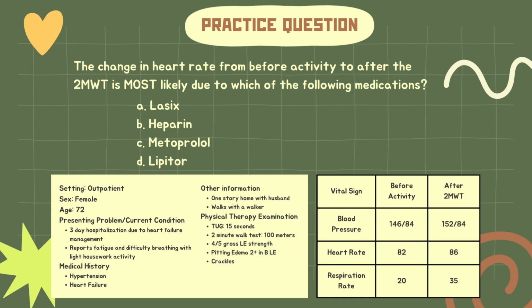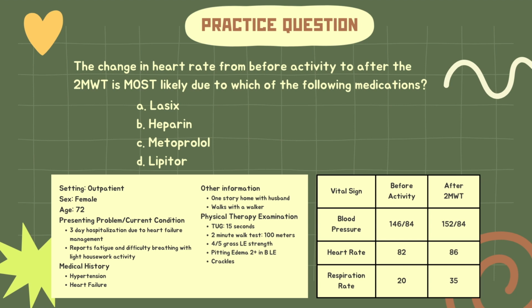Please pause if you're not ready to review. The change in heart rate from before activity to after the 2-minute walk test is most likely due to which of the following medications? So she went from an 82 to an 86. Is that what you would expect from exercise after walking for 2 minutes? Maybe if you're not working that hard, but you can tell from her respiration rate, she goes from a 20 to a 35. So I believe she's working relatively hard, and in the information she is reporting difficulty breathing with light housework activity. So walking for 2 minutes will probably get her working out pretty well.